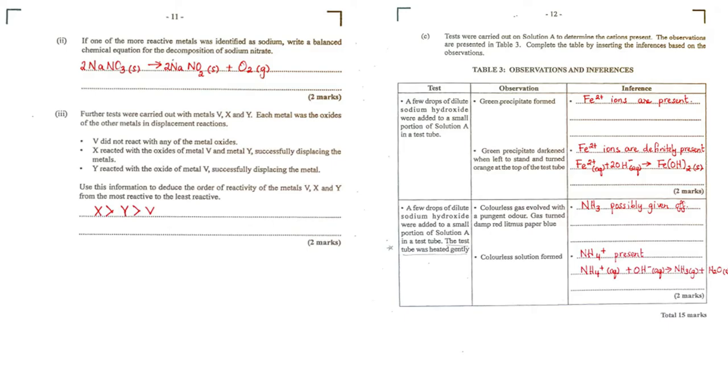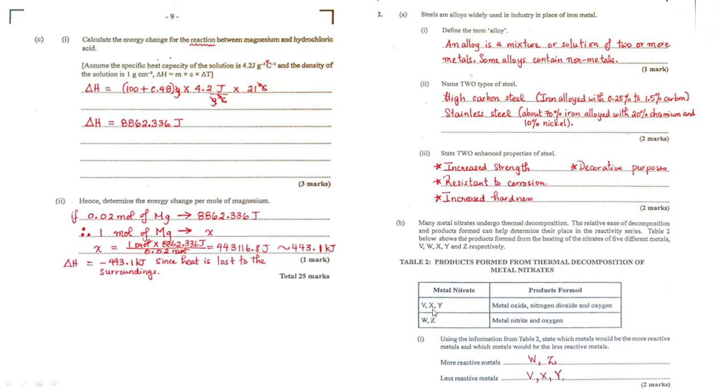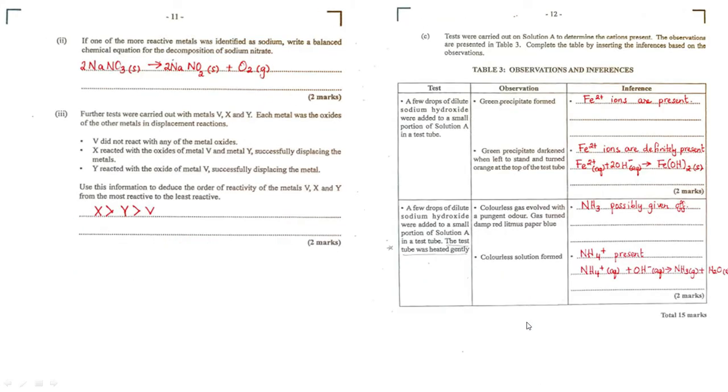Alright, so if one of the more reactive metals was identified as sodium, write a balanced chemical equation for the decomposition of sodium nitrate. So they already told us that if you're a reactive metal, over here they gave the answers. So if you're a reactive metal, the product would be a metal nitrite and oxygen. So once you know how to write the nitrite part of it, you're good to go, which is NO2. So you say NaNO3 will give you NaNO2, which is the sodium nitrite, plus oxygen, right?